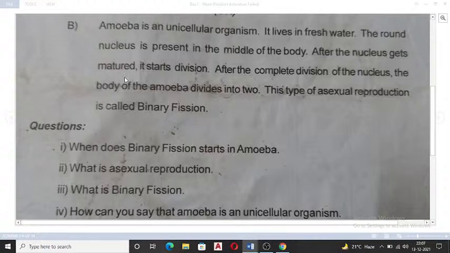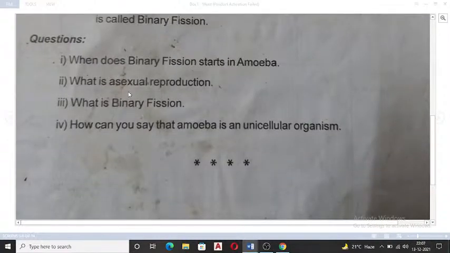You don't have to write that much. You have to write that in amoeba, binary fission occurs once the nucleus gets matured, and this is a type of asexual reproduction where the amoeba divides into two. So by writing this much, you will get the marks. Don't just write that the nucleus gets matured. So hope you understand.